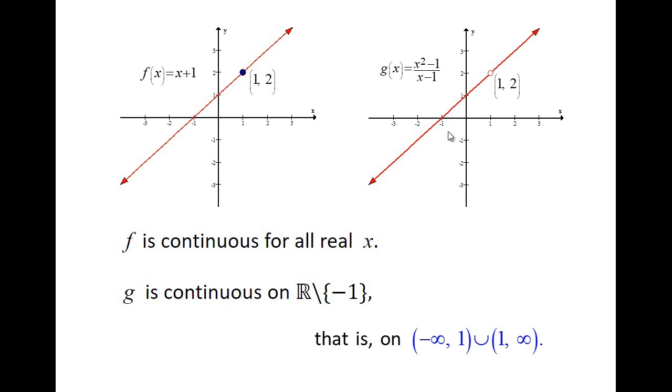For g, in interval notation, what we would write is the following. We will write that g is continuous on the interval from negative infinity to 1, union 1 to infinity. Notice the open parenthesis at 1. What that means is that 1 is not included in either of the two intervals here. So this is the set of all real numbers except 1.